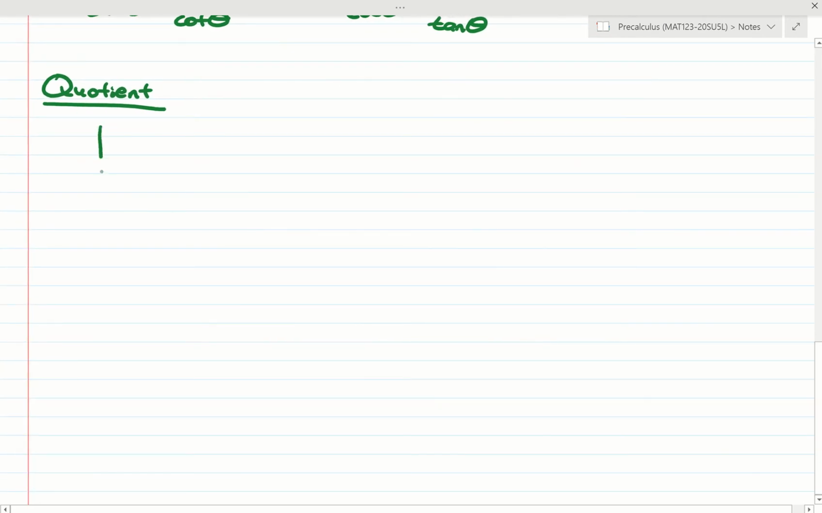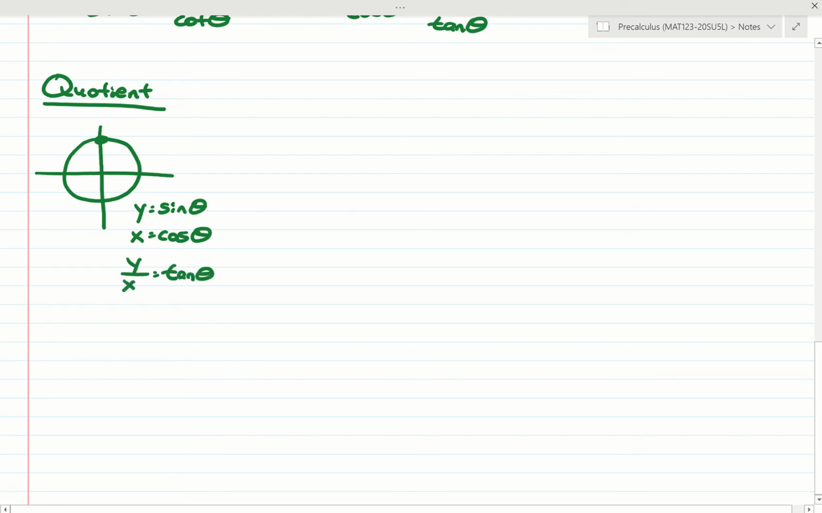If you remember when we were talking about quadrantal angles, we said if we have a quadrantal angle, y is the sine, x is the cosine, and y over x is the tangent, right? Well, y was just sine, so we could actually substitute that in there. X is cosine, so we could substitute that in there.